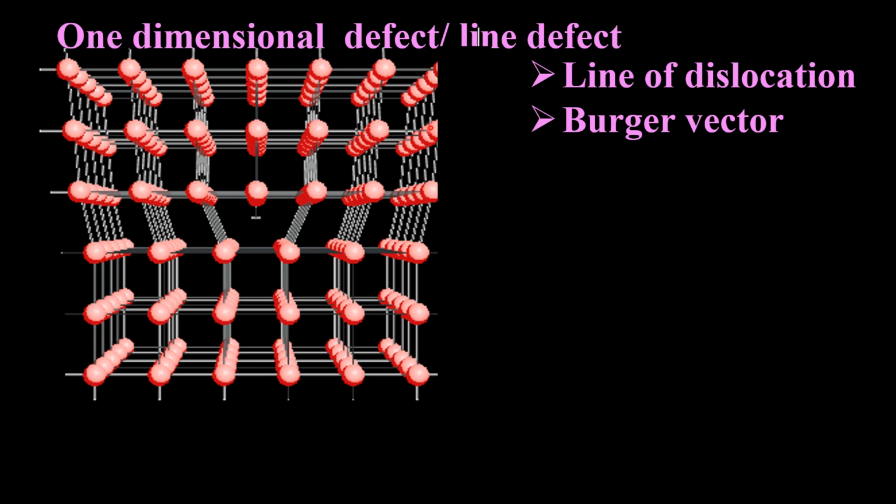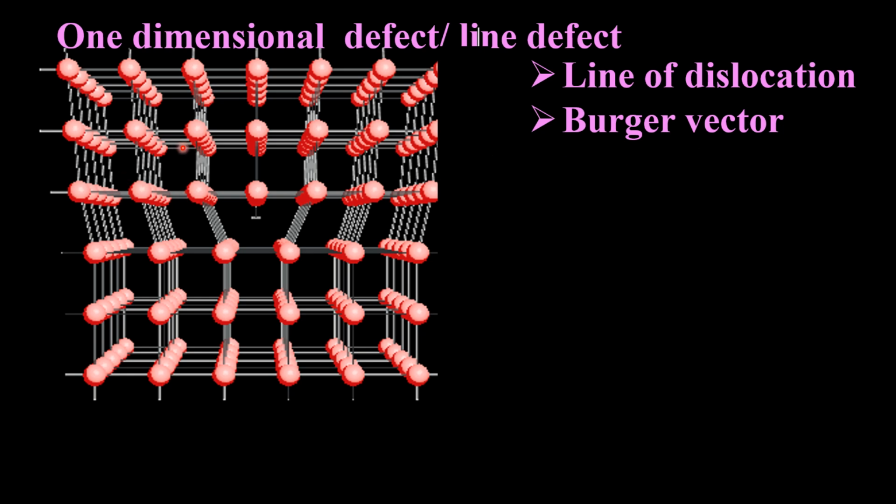That is, the crystal looks exactly perfect. So it means that as we go away from this dislocation line, the crystal becomes very perfect. So this kind of dislocation is very localized, along the line of dislocation. Another terminology which we need to discuss here is the Burgers vector.